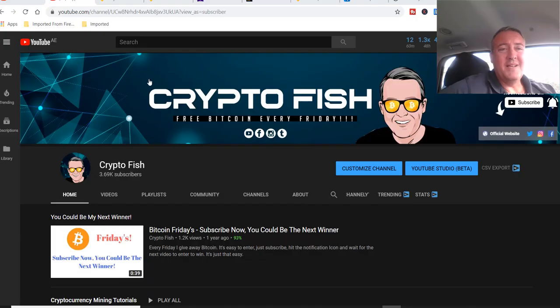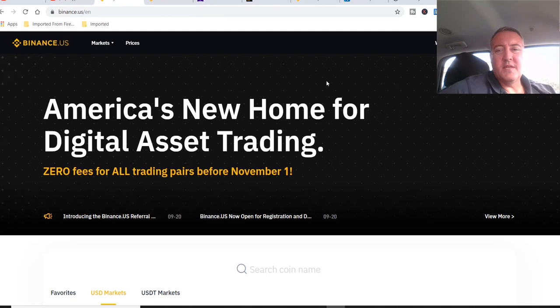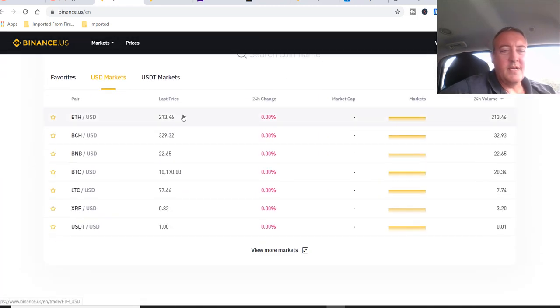All right, so Binance US, I'm sure you guys have heard about it. America's new home for digital asset trading. Zero fees for all trading pairs before November 1st. And if we scroll down, they really do not have many trading pairs at all: Ethereum, Bitcoin Cash, Binance, Litecoin, XRP, US dollar Tether, and of course Bitcoin, and that's it for right now.